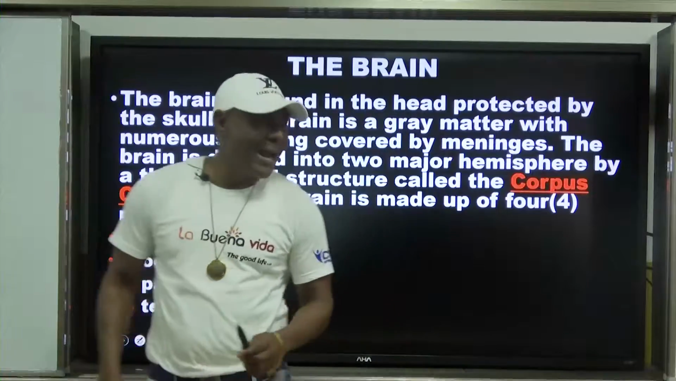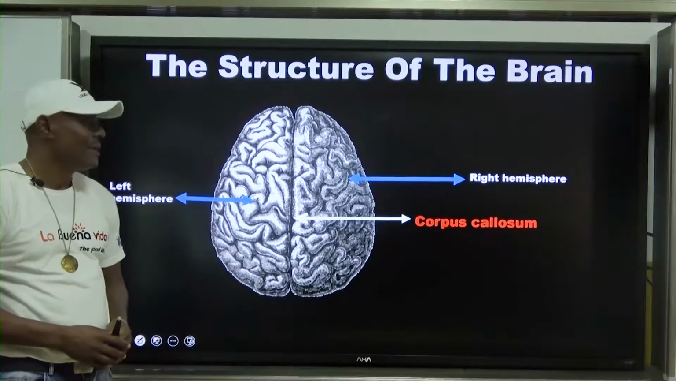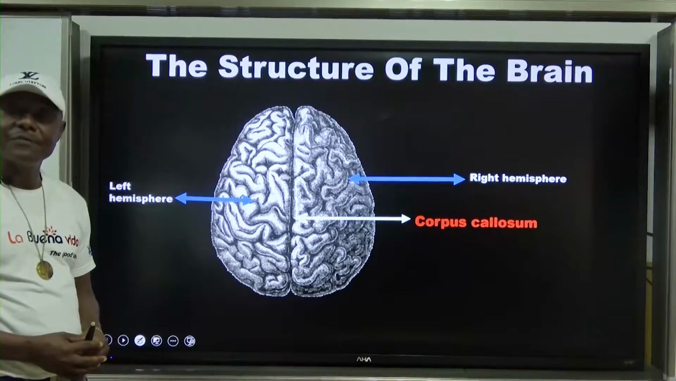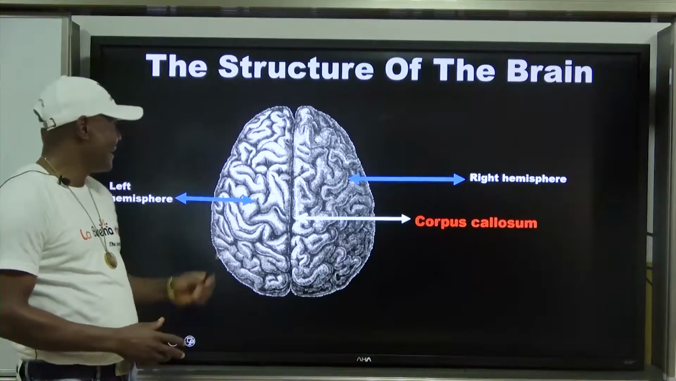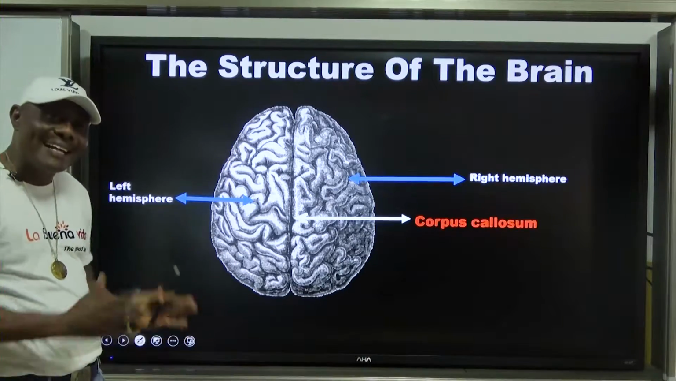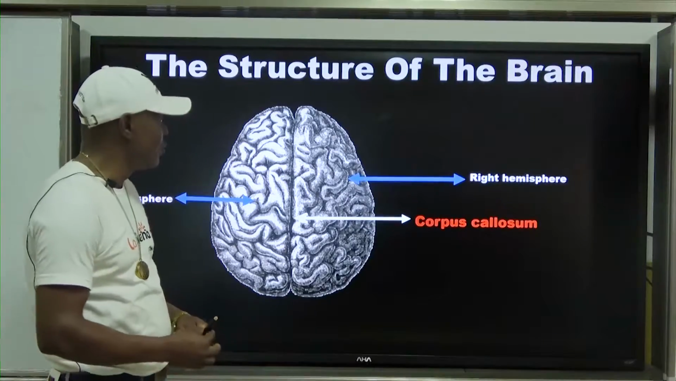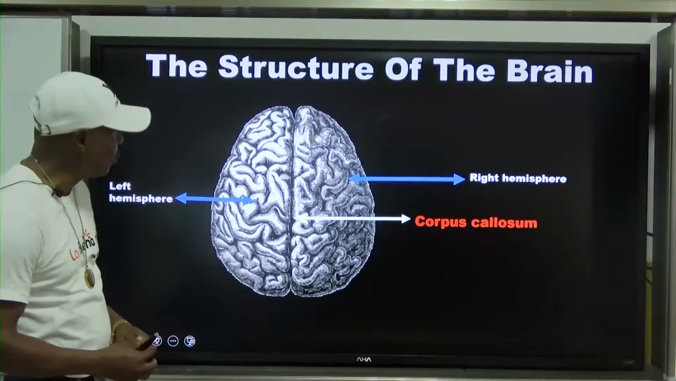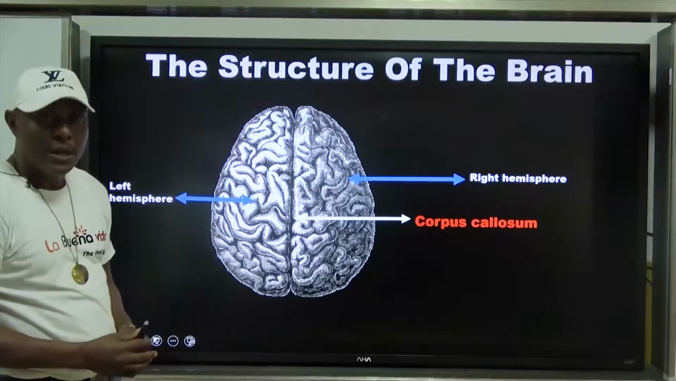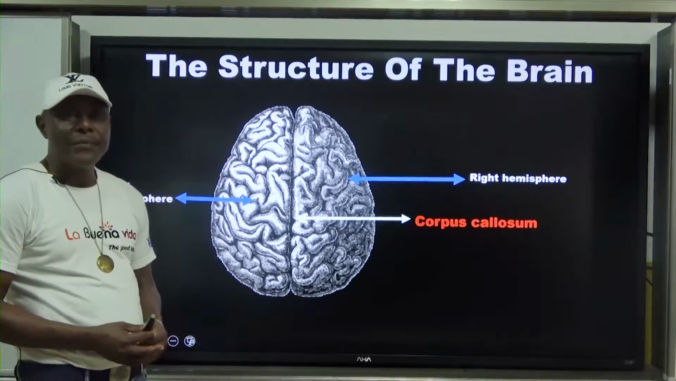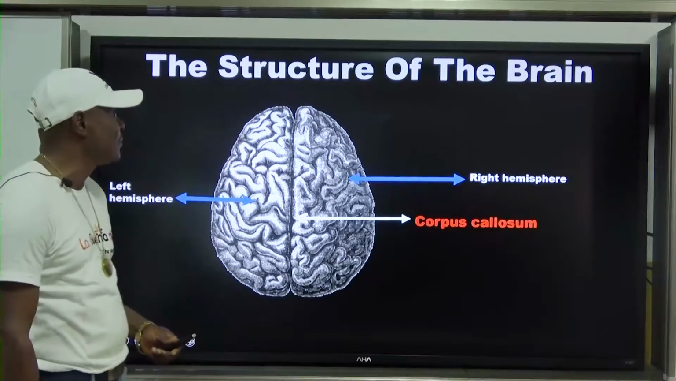Now, when we look at the brain, you see that the brain is divided into two major parts, the right hemisphere and the left hemisphere. They are connected at the center by a very strong matter in the middle that is referred to as corpus callosum. This corpus callosum shows the division of the brain at the center, bringing the brain into two hemispheres, the left and the right hemisphere of the brain.